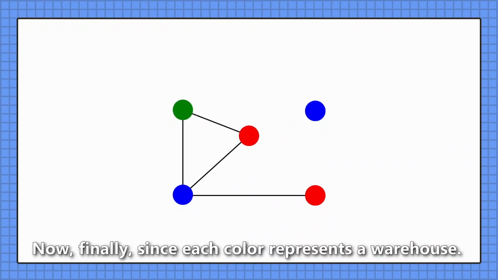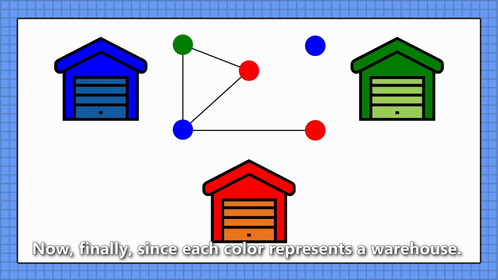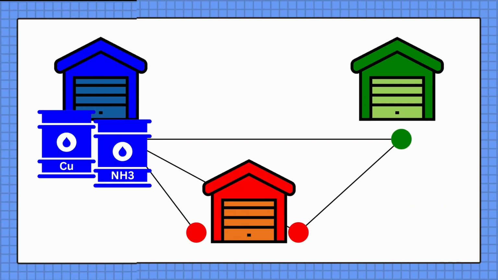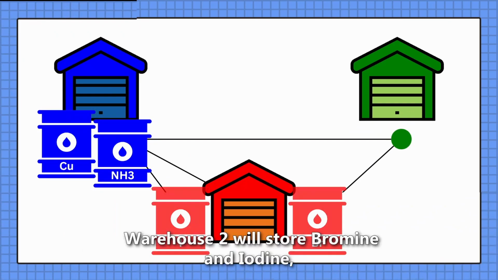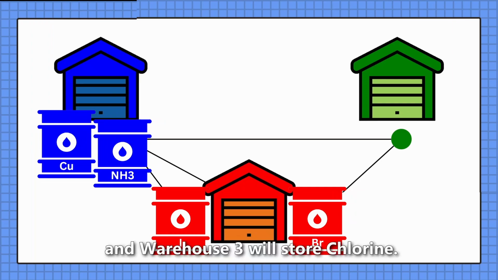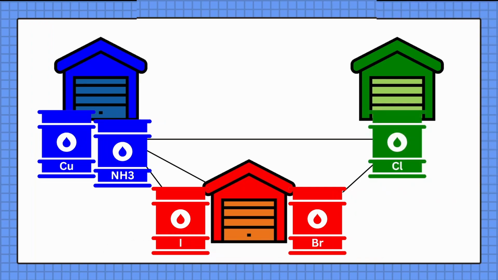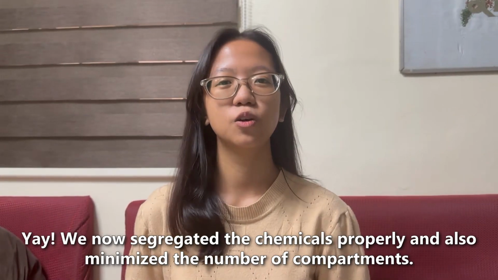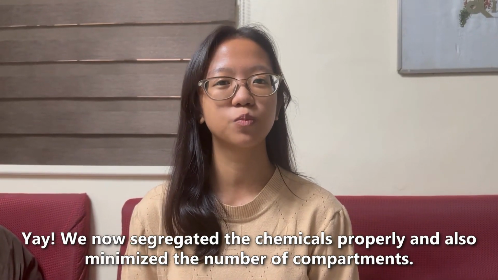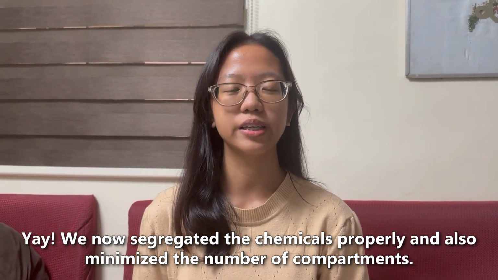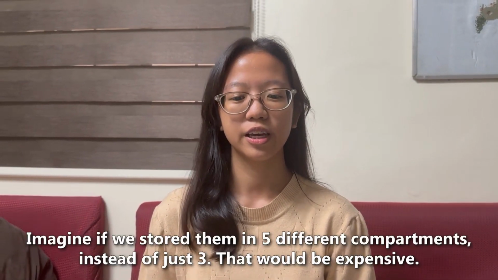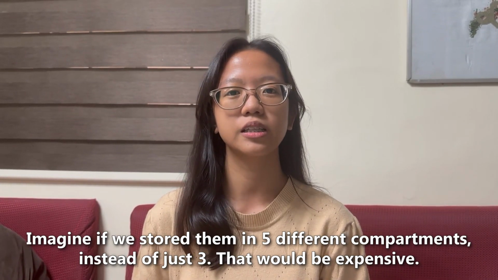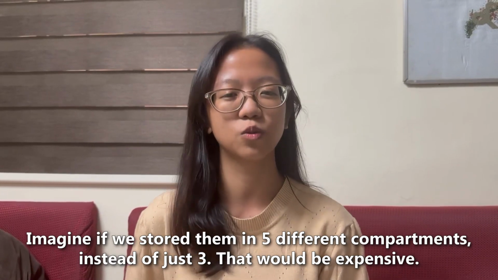Now, finally, since each color represents a warehouse, Warehouse 1 will store ammonia and copper, Warehouse 2 will store bromine and iodine, and Warehouse 3 will store chlorine. Yay! We now segregated the chemicals properly and also minimized the number of compartments. Imagine if we store them in 5 different compartments instead of just 3, that would be expensive.